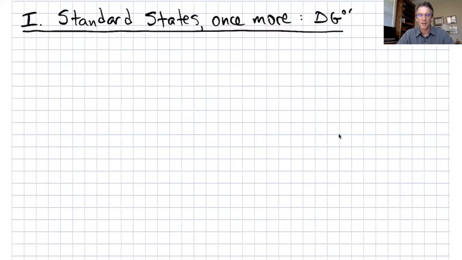Let's revisit this topic of standard states one more time. Now, I mentioned at the end of the last lecture that biochemists have a tendency to redefine their standard state free energy, delta G naught, to be delta G naught at pH 7. There are reasons for this, which is that most of the biochemistry we're going to care about, at least as it pertains to living systems, happens around neutral pH. So we tend to like to think about things at neutral pH.